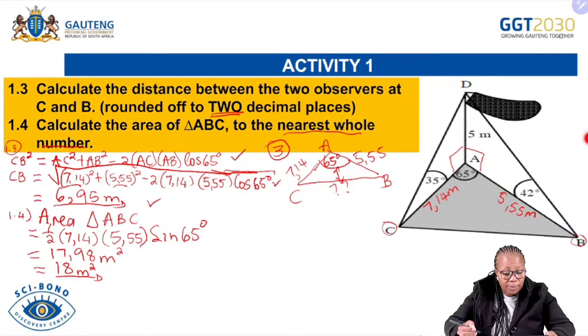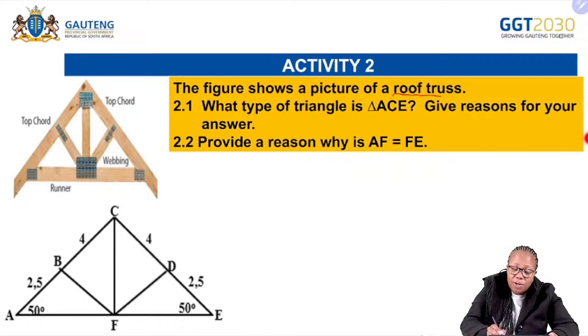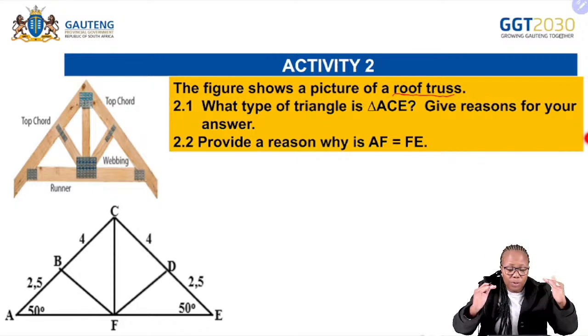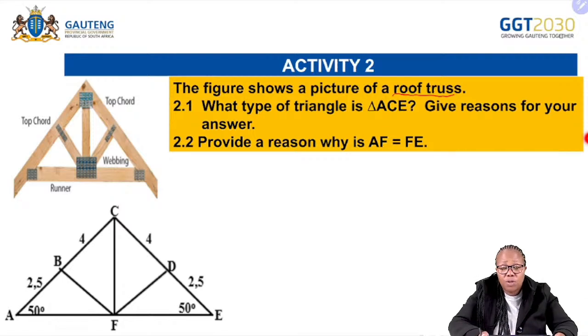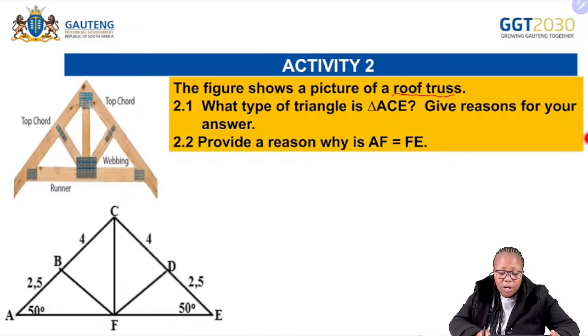Moving forward, I hope we are still together, grade 12s. Let's analyze this question now. We are given a figure that shows a picture of a roof truss. A roof truss is this wood that we see when they build houses. Before they roof, they put those designed wood there, and we call them the roof truss. What type of triangle is ACE? Give reasons for that.